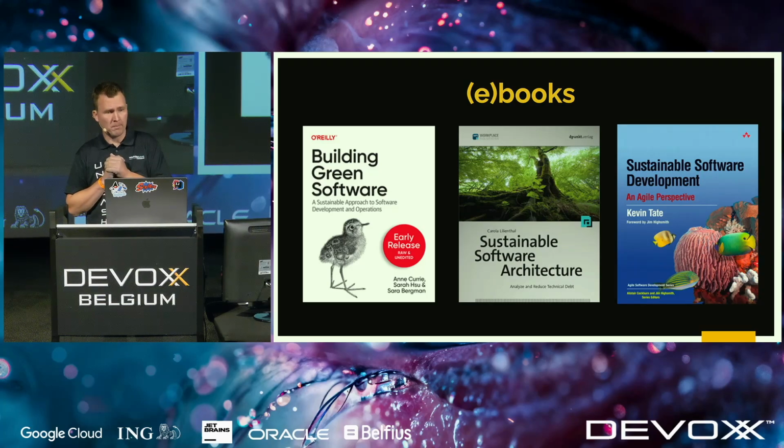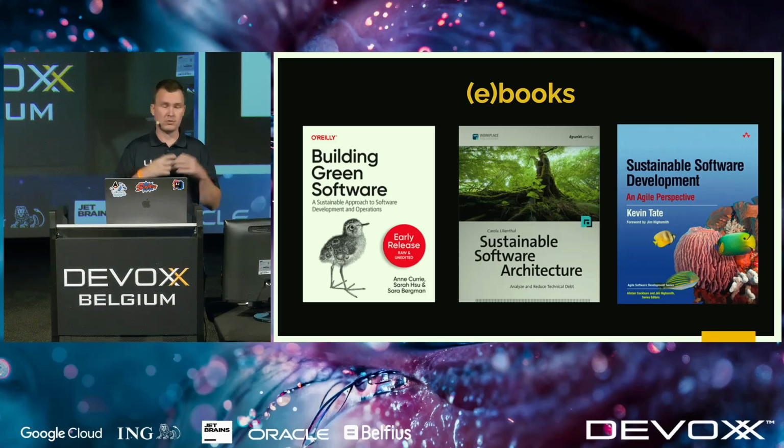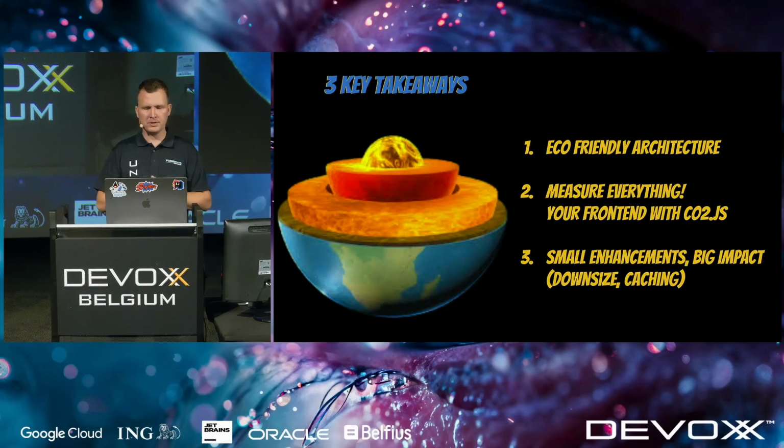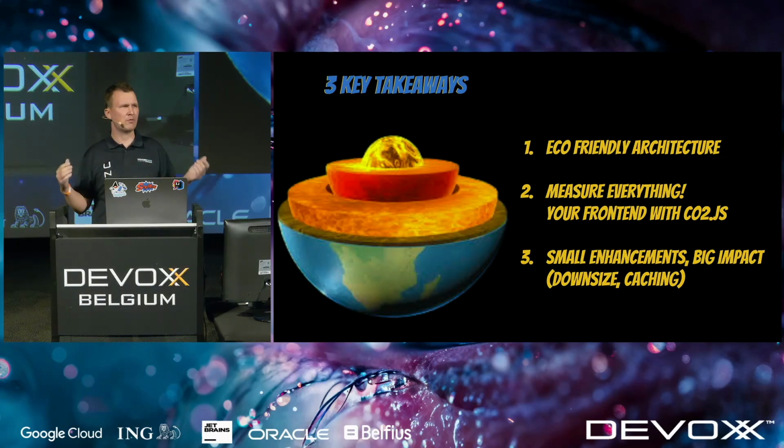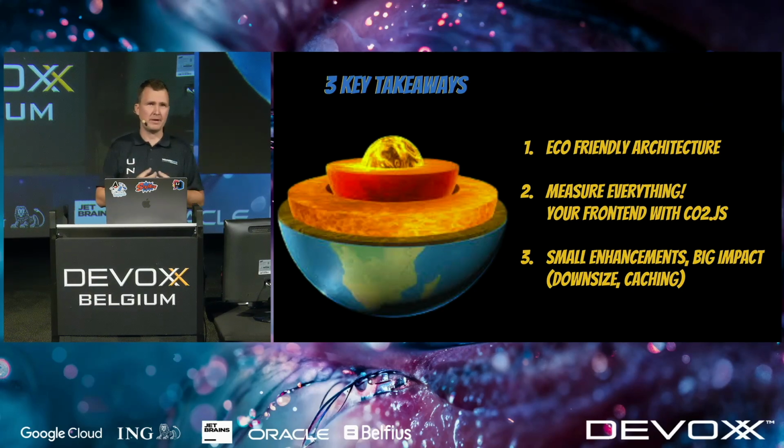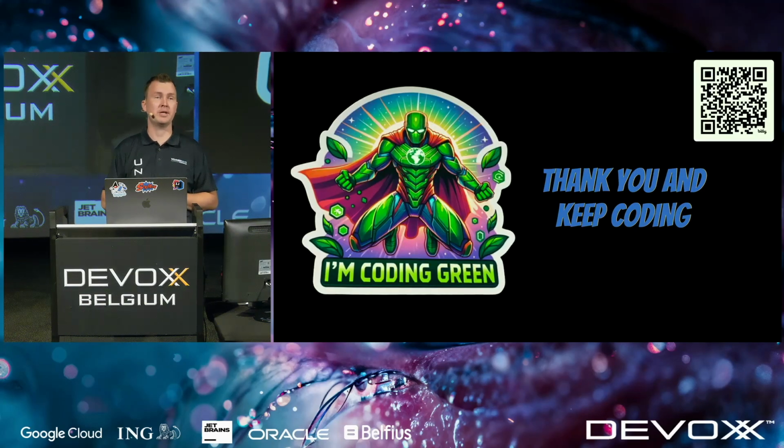There are also some books that you can read: Building Green Software, Sustainable Software Architecture, and Sustainable Software Development. There are a lot of things you can read to think more green. Most important key takeaways: choose an eco-friendly architecture. Most decisions that you make are at the architecture level. But measure everything. Measure with CO2.js, or there are applications like Kepler, and think of the small enhancements.